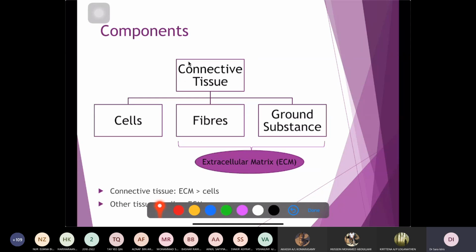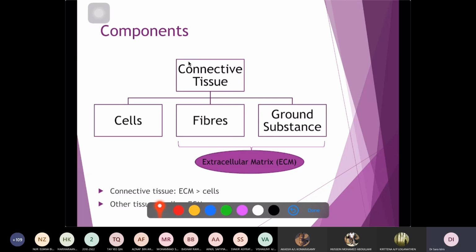Okay, so connective tissues are made up of three things. The cells, the cellular component. So you have different kinds of cells that make up the connective tissue. You have adipocyte cells, you have fibroblasts, you have macrophages. So these are all the different types of cells that make up connective tissue.